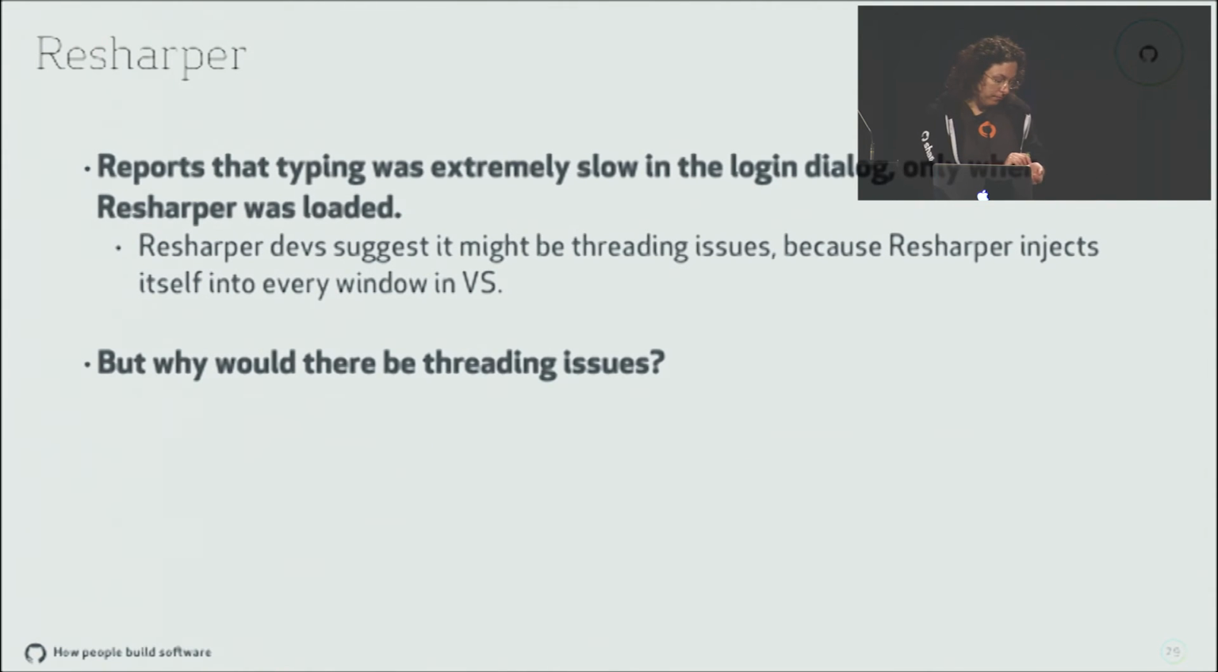So Resharper was another interesting one. I got Matt from Resharper from JetBrains coming to me at the booth at Build saying, we're trying to log into the GitHub extension. It's really slow. Typing, every character took 1 second to show up on screen. It's like, this is weird. And at some point, we figured that it was only when Resharper was loaded. And they suggested it might be threading issues because they know that Resharper injects itself into every single window in Visual Studio. So if anything gets delayed or slowed down, chances are it's some kind of threading thing going on with us and Resharper. But why would there be threading issues?